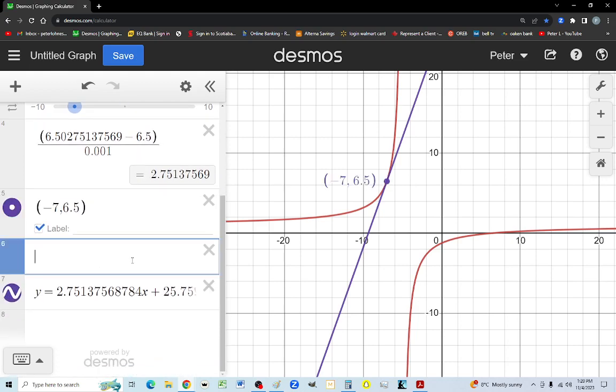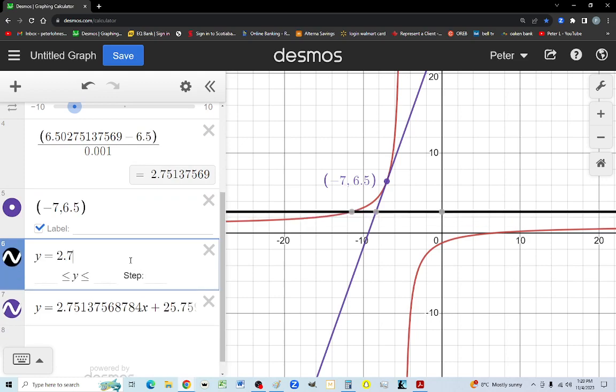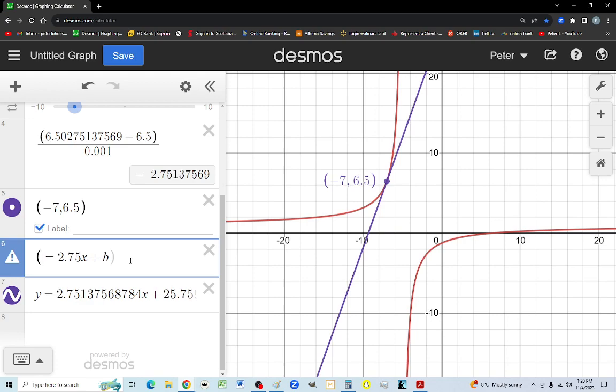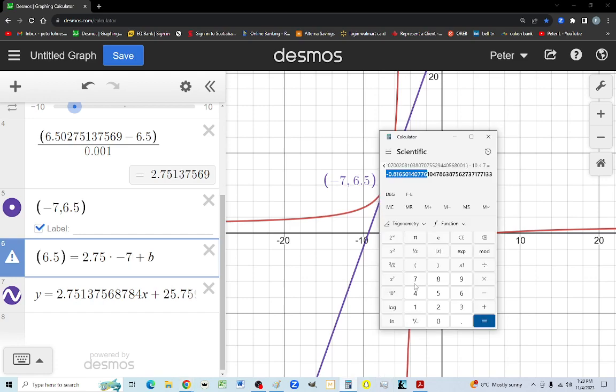And then when I figure out my line formula, I'm using the slope I found above. Let's just use that. But I need to solve for b. Fortunately, I know a y value, 6.5, and I know an x value, minus 7. Minus 7 times 2.75. So it's minus, but now I'm going to add it to the other side. So I'm going to add it to 6.5, and this is my b.